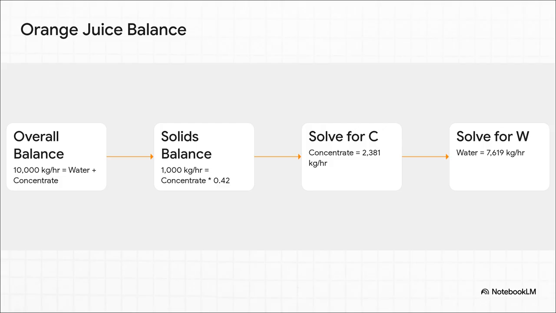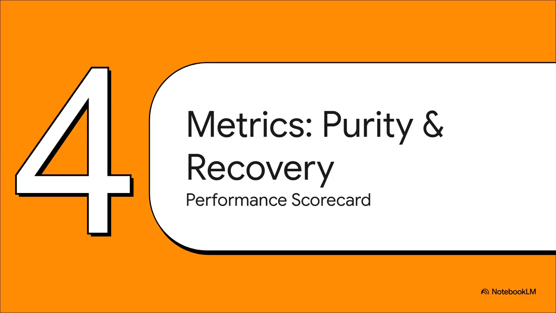Say we have 10,000 kilograms per hour of juice coming in. Using input equals output, we can write two simple balances. First, an overall balance. The total feed in has to equal the water vapor out plus the concentrate out. Then we do a solids balance. All the solids that come in with the juice have to leave in the concentrate because no solids are in the water vapor. With those two simple equations, we can solve for our exact product and waste stream flow rates. It's that powerful.